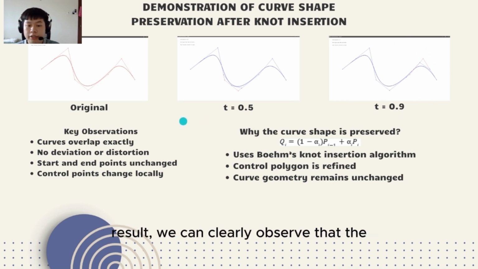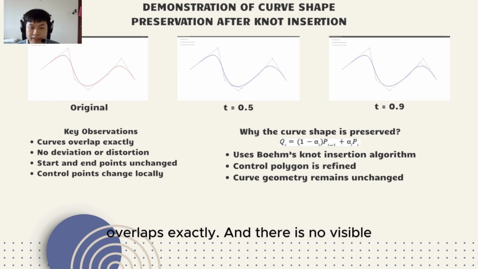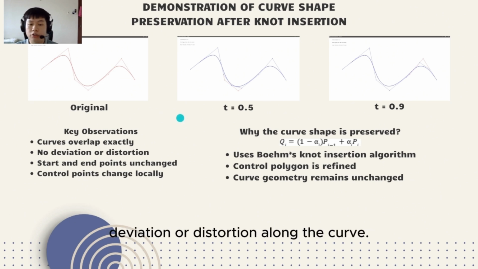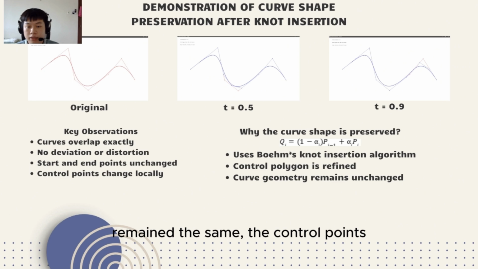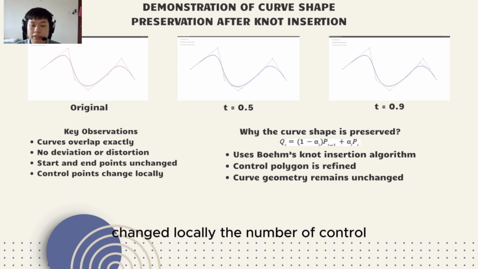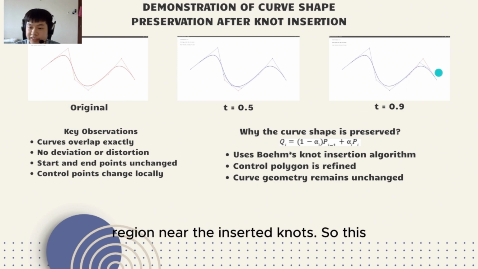From the program result, we can clearly observe that the curve before and after knot insertion overlaps exactly, and there is no visible deviation or distortion along the curve, and the start and end points remain unchanged. Although the curve shape remains the same, the control points change locally. The number of control points increases and some control points are replaced by new ones, but only in the region near the inserted knots.